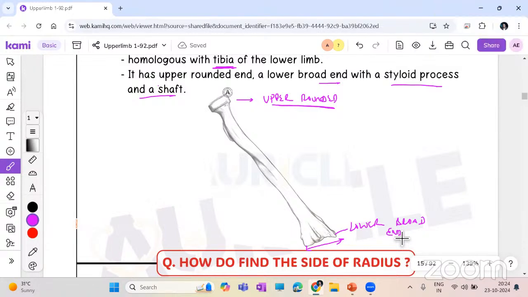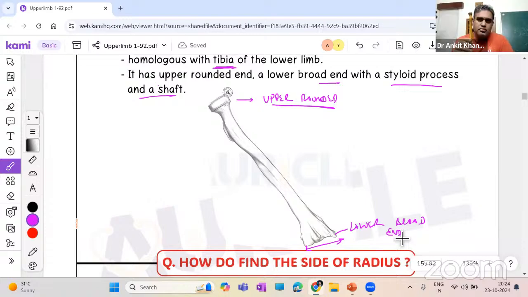This forms the first 2-3 initial questions in a hard part Viva: identification of the bone and the side of the bone. These are 2-3 main points. Anterior part is smooth, posterior you have tubercles.